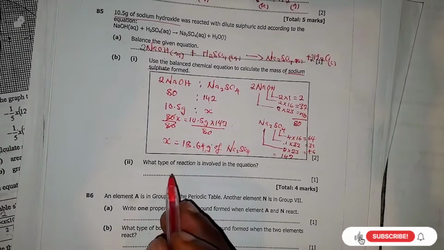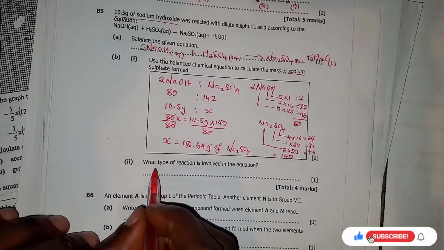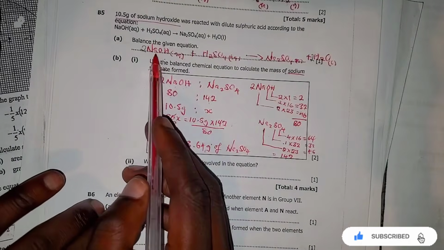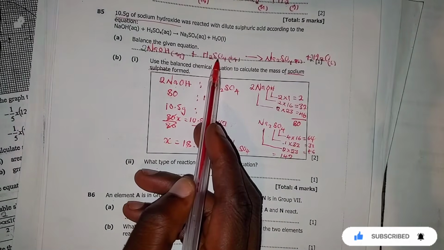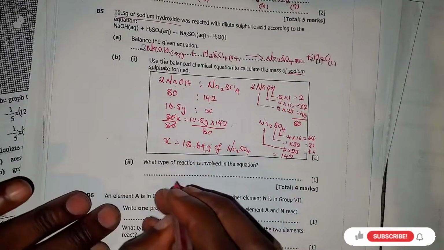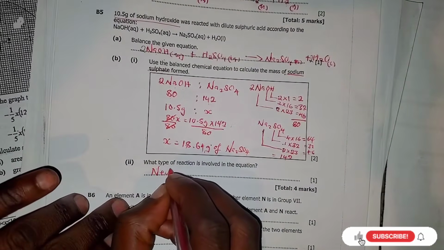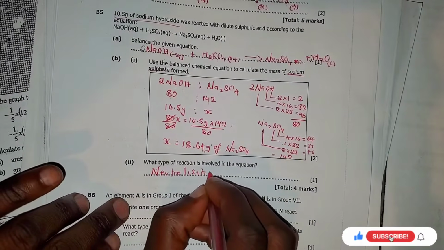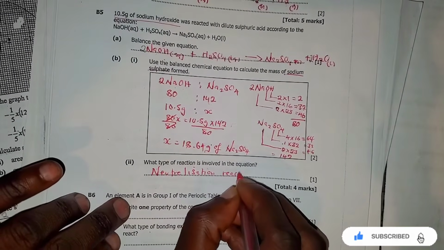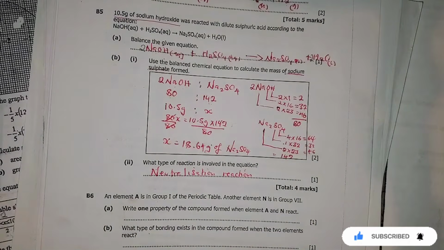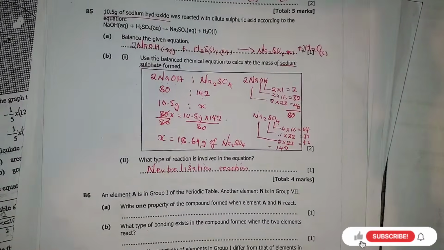Then the question Roman number 2, B2: what type of reaction is involved in the equation? This is a base and this is an acid, so this is a neutralization reaction. Neutralization reaction. Okay, that's question B5. Let's go to B6.